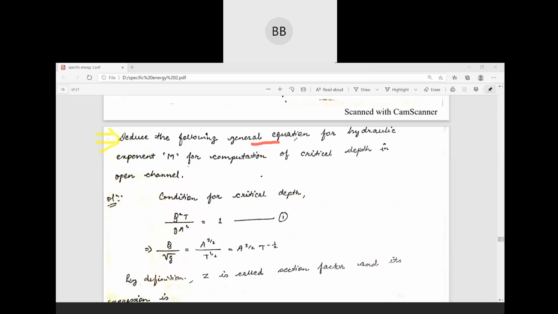General equation for hydraulic exponent capital M for computation of critical depth in open channel flow, or in an open channel.